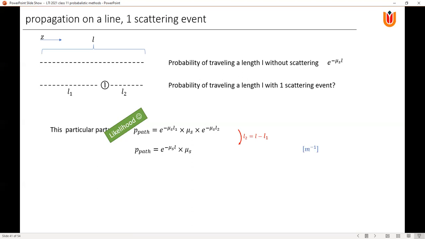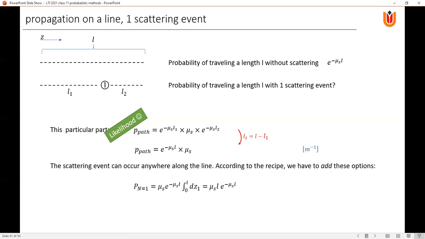These probabilities are all independent. So we are allowed to just switch the order of multiplication. We can group the two exponential terms together, and L1 plus L2 is simply the total length L. So we have an exponential term here times μs. But the scattering event here can occur anywhere along that path. So now it is drawn here, but it could also occur early or it could occur late.